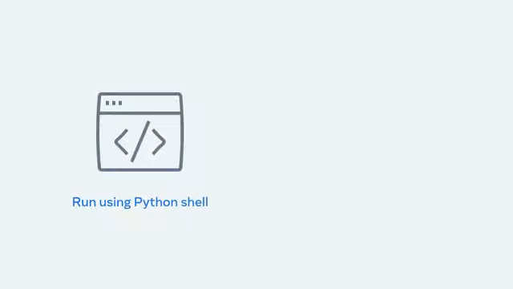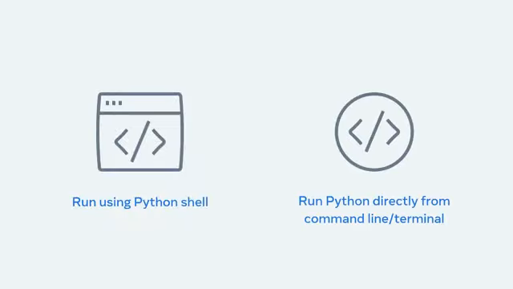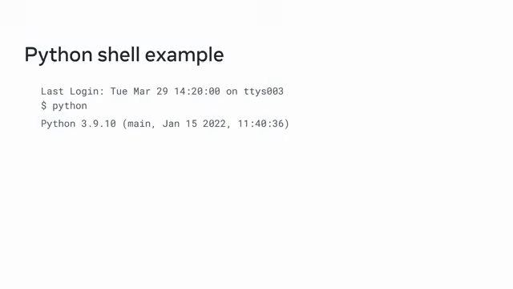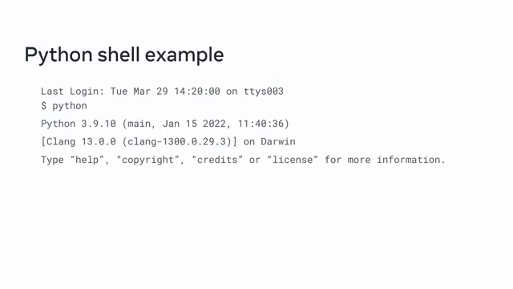The first way is using the Python shell, and the second way is to run a Python file directly from the command line terminal. The Python shell is useful for running and testing small scripts. For example, it allows you to run code without the need for creating new .py files. You start by adding snippets of code that you can run directly in the shell.